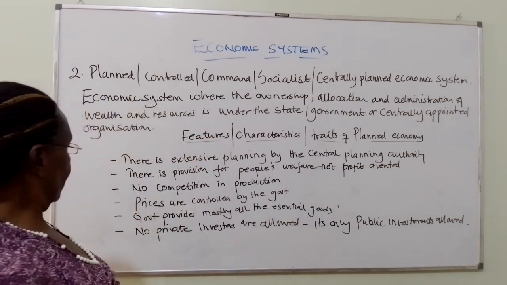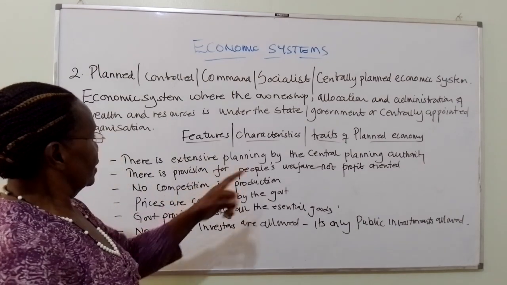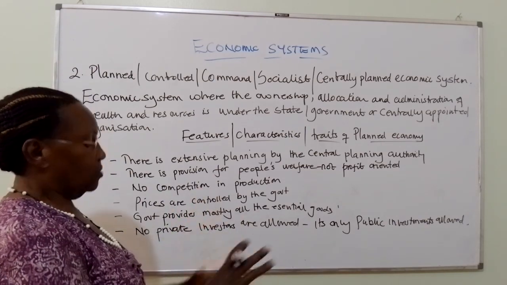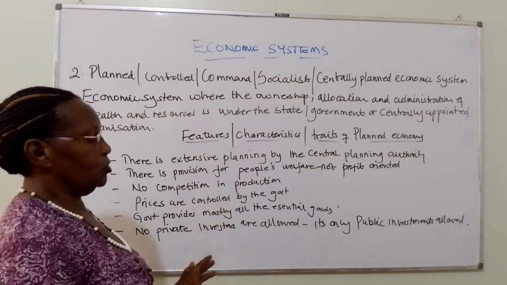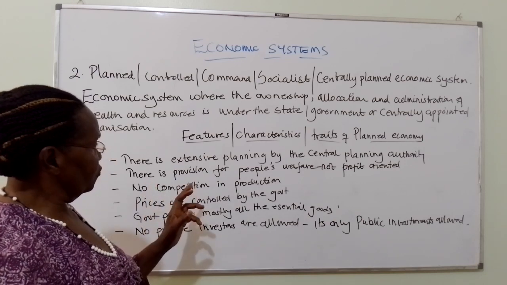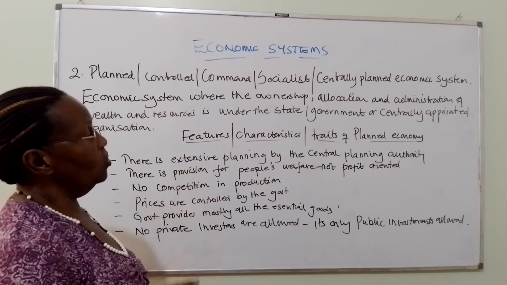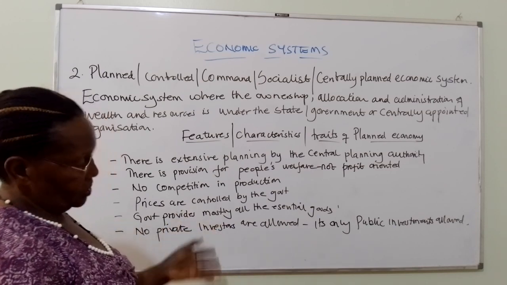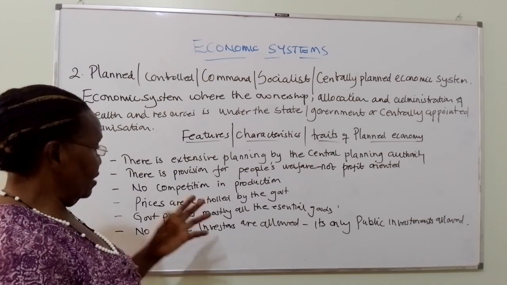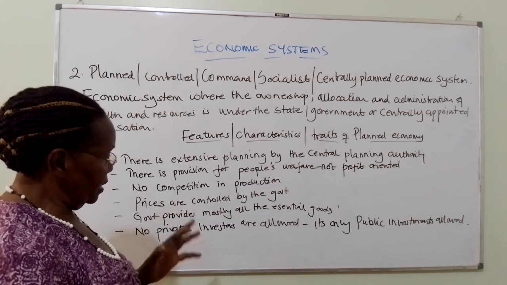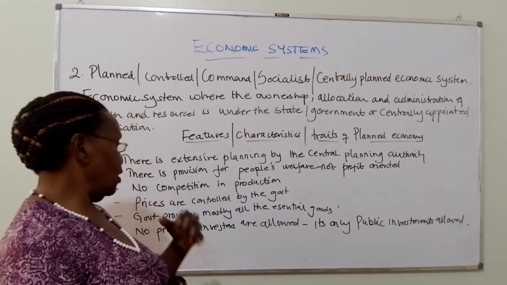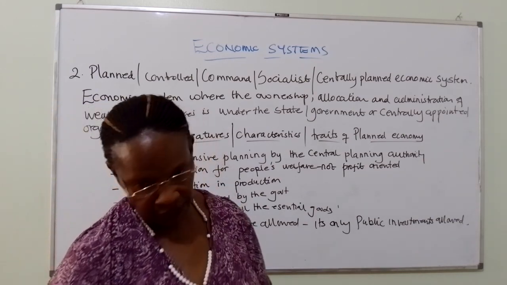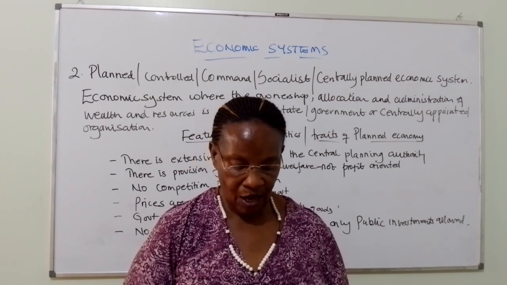So those are the common features, the common characteristics of a planned economy. There is extensive planning by the central planning body. Everything has to be categorically analyzed and systematically put on paper, so that you can have a direction of where to go in the allocation and production of goods and services. There is provision for people's welfare because it's not profit-oriented. People are going to enjoy a maximum standard of living. No competition in production, for that matter. There is no overexploitation of resources, as we shall see, and prices are controlled by the government to benefit both the producers and the consumers. It provides mostly essential commodities or necessities so that people cannot do without them because they are poor, and no private investors are allowed. It's only the public investments which are carried out in such an economy.